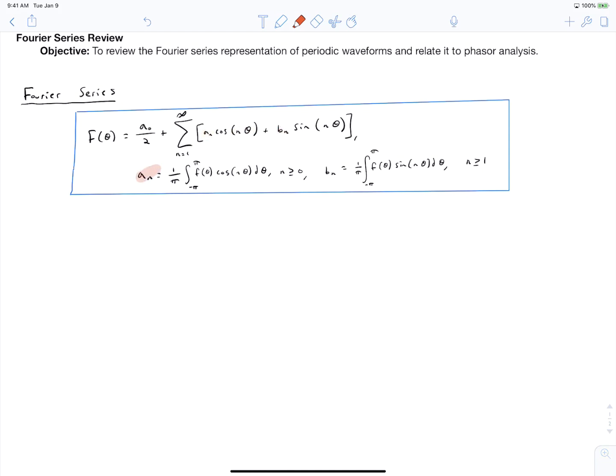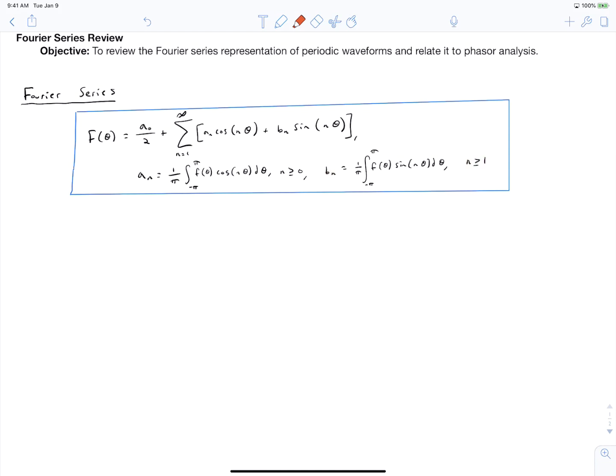And these coefficients are calculated by going back to our original waveform, our source waveform, which is this lowercase f of theta, and integrating it by either the cosine of n theta or the sine of n theta. And these coefficients are calculated for specific values of n. The A coefficient, A_n, is calculated for n being greater than or equal to 0, while B_n, when n is equal to 0, is just simply 0. So in this case, it's only calculated for n being greater than or equal to 1.